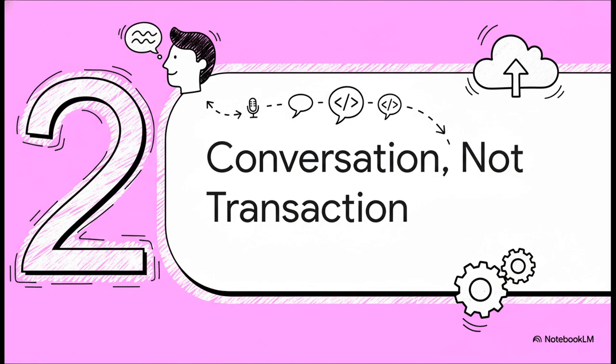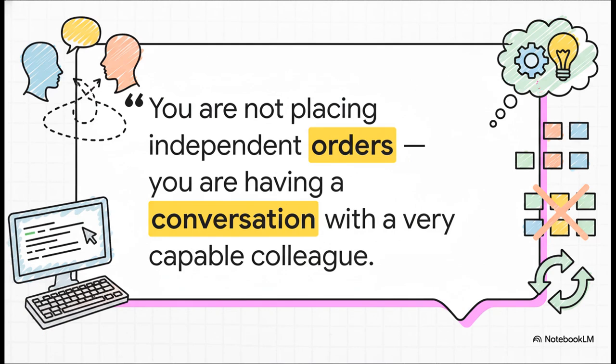And this is where Margaret, a senior engineer on the team, steps in. She sees Timothy struggling and explains that the solution isn't about writing a better command. It's about a complete mindset shift. It's about treating your AI like you're having a conversation, not making a transaction. Margaret says something that is just perfect. She tells him, "You are not placing a series of independent orders. You are having a conversation with a very capable colleague."